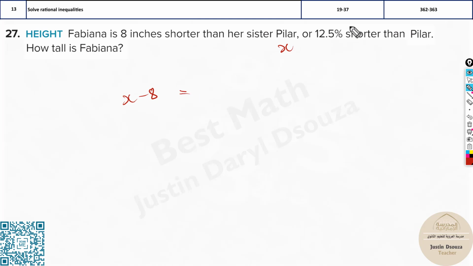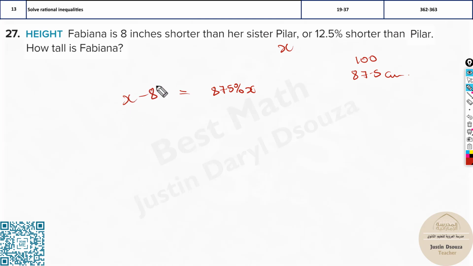But they have also told us she is 12.5% shorter than Pilar. So imagine, for simplicity's sake, Pilar was 100 centimeters. Then Fabiana, 12.5% shorter, would be 87.5. Why? Because 100 minus 12.5 would be 87.5 centimeters. So what we can write over here is, whatever the height x of Pilar, just multiply it by 87.5%. Because if we multiply Pilar's height by 87.5%, that will be the height of Fabiana.